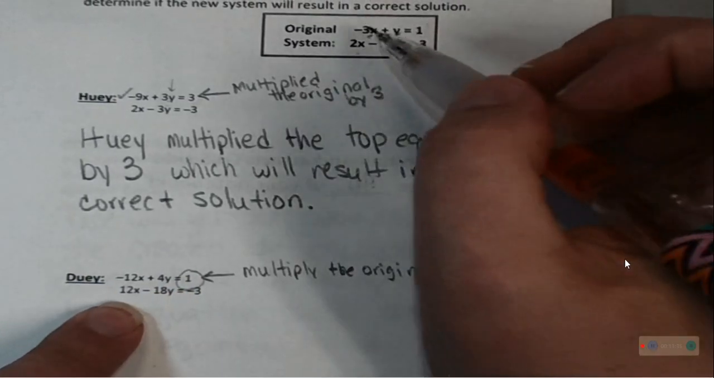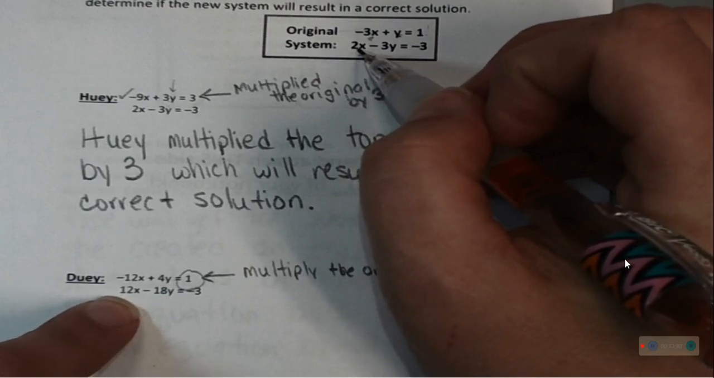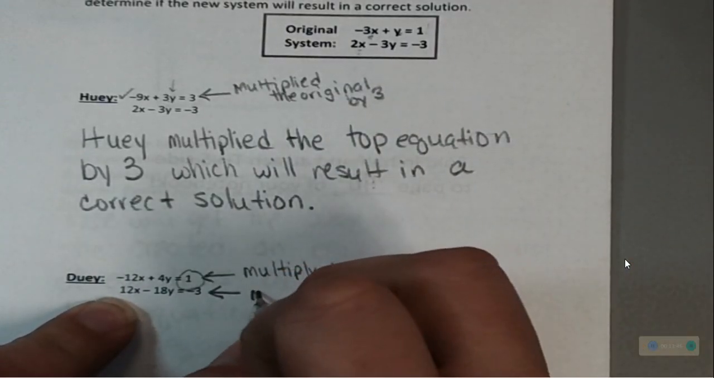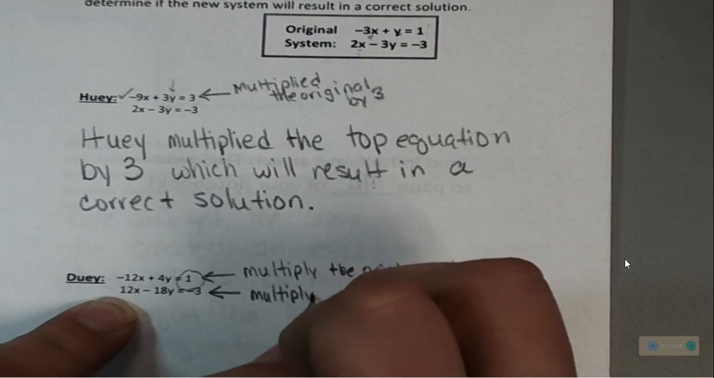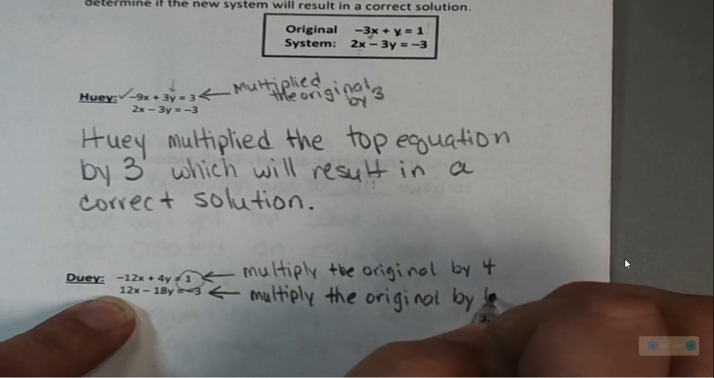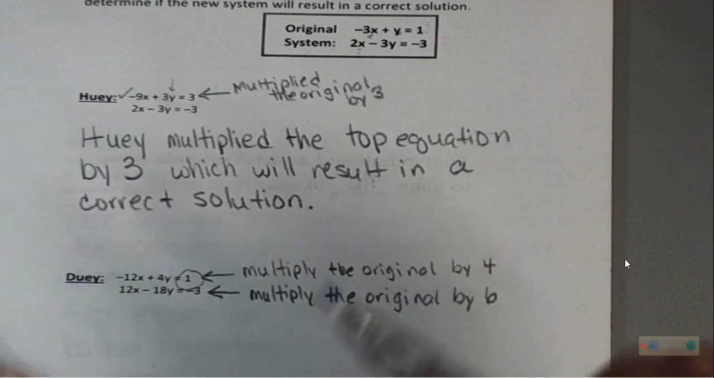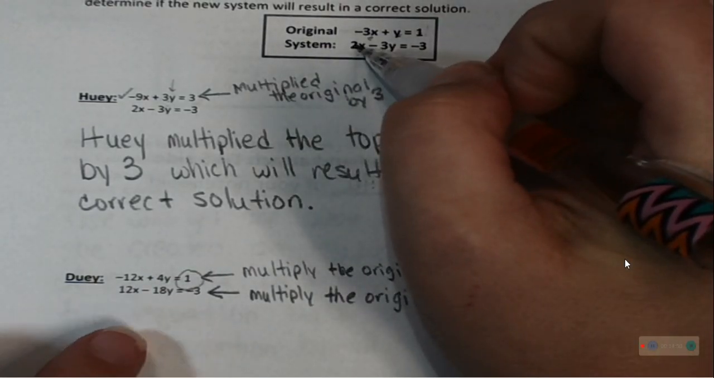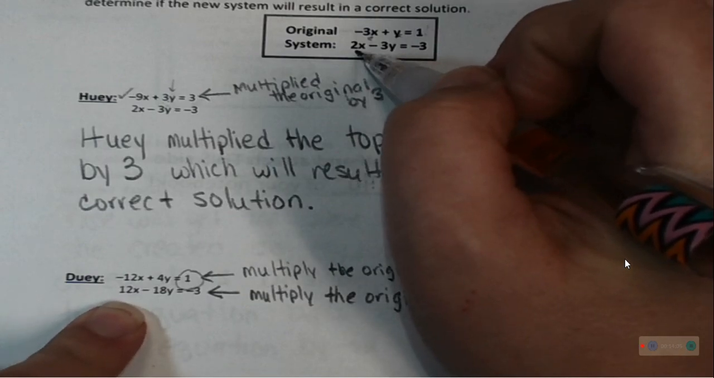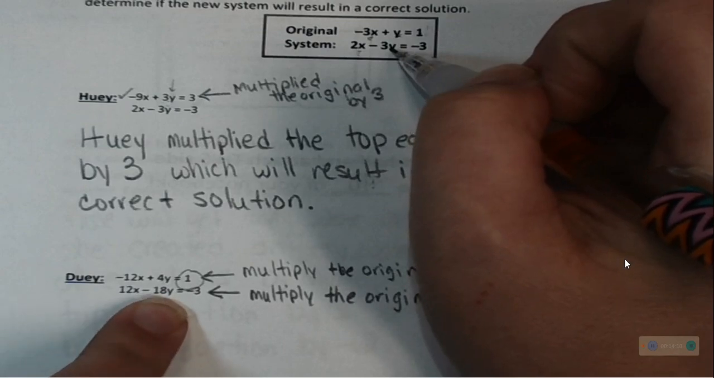All right. Let's see what he did to the bottom equation. We had 2x times what gives you 12x? There's your 6. So he had to multiply the original by 6. Now let's make sure he did that correctly, because we already saw he had a mistake there. What is 2x times 6? 12x. What is negative 3y times 6? Negative 18y. So far he's good.